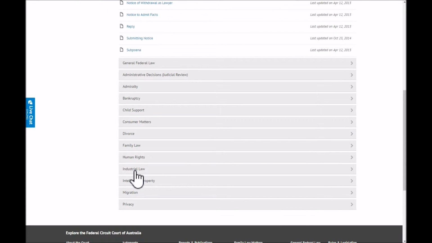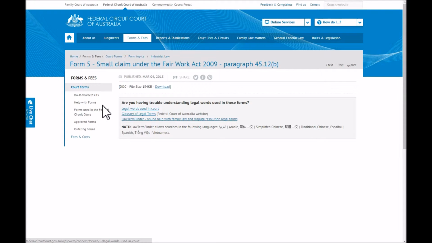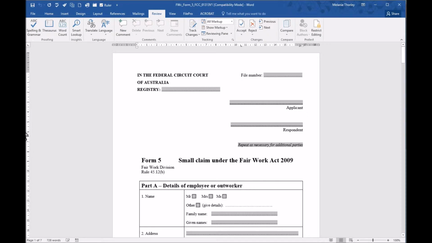Go into Court Forms, scroll down to Industrial Law, and we're going to look at that Form 5 small claims under the Fair Work Act. Now I've downloaded the form and here it is here. So now we put in some more additional information. We don't have the file number, but the registry is likely going to be Brisbane, but you'll put in the registry that's closest to you.